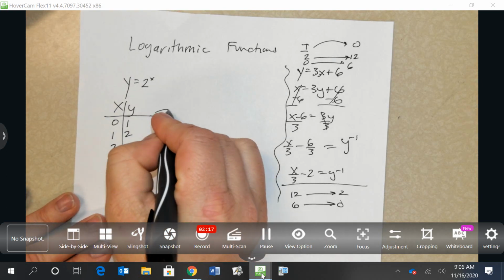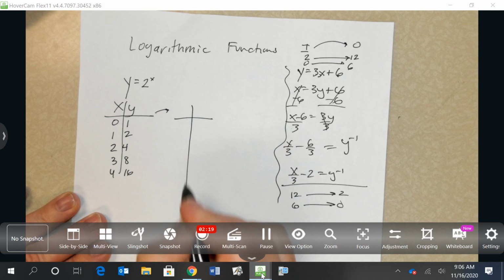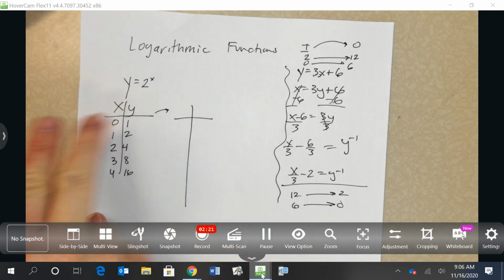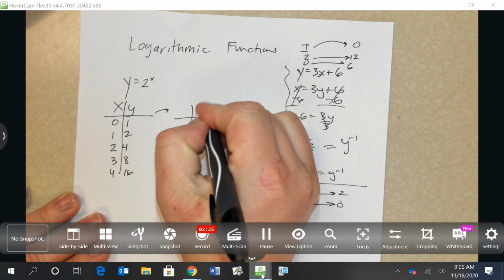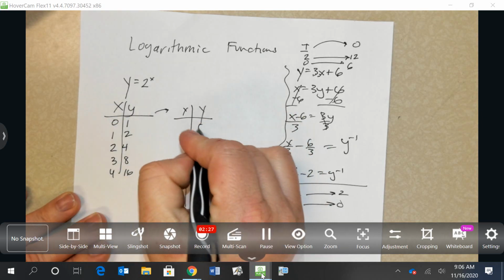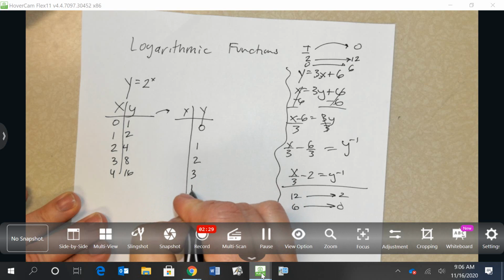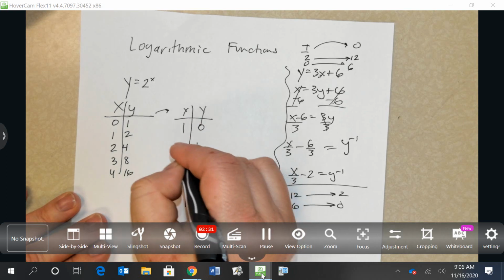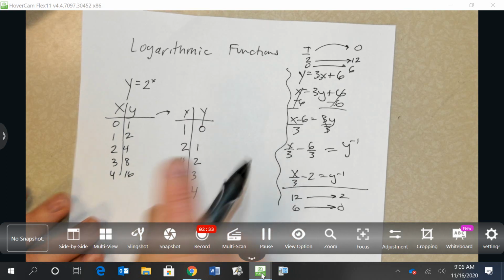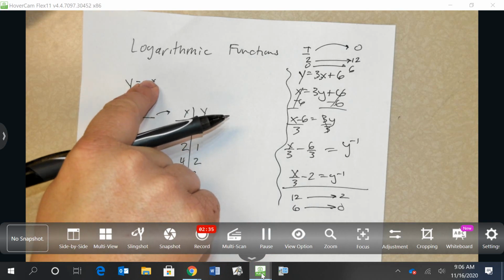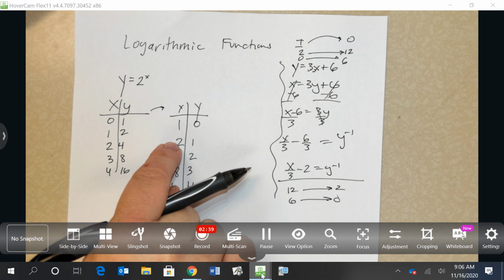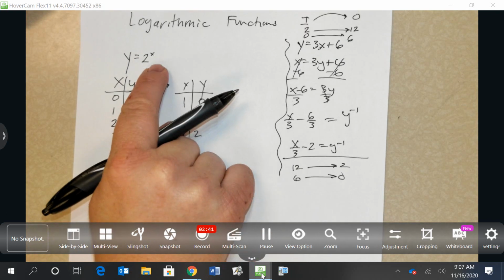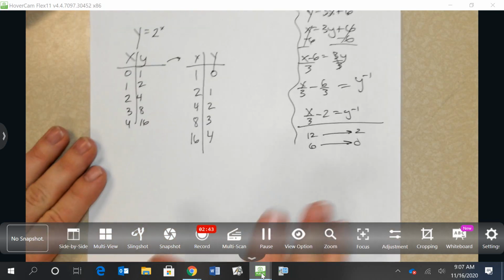So when I do the inverse of this, as we've spoken about previously, the domain and range are going to swap places. So wherever the x's were here, they become the y's in the inverse. So 0, 1, 2, 3, and 4, and corresponding 1, 2, 4, 8, and 16. So I want to create an equation that when I plug in 1, I get 0, I plug in 2, I get 1, and so on. So how do we do that? I'm introducing logs to you right now.